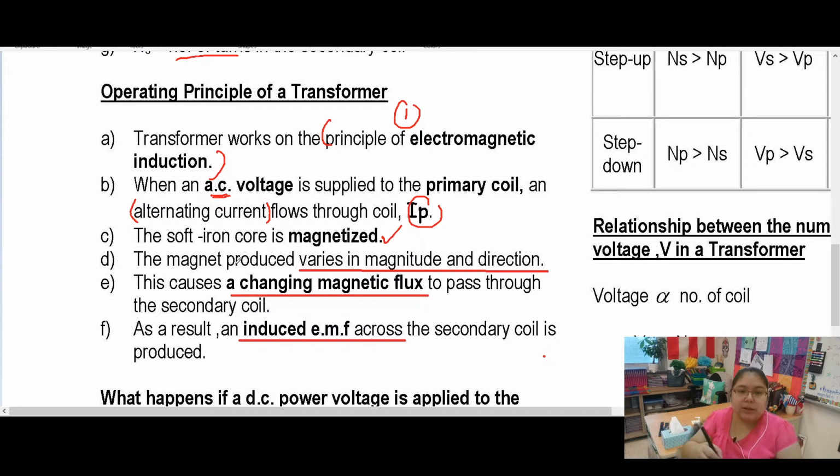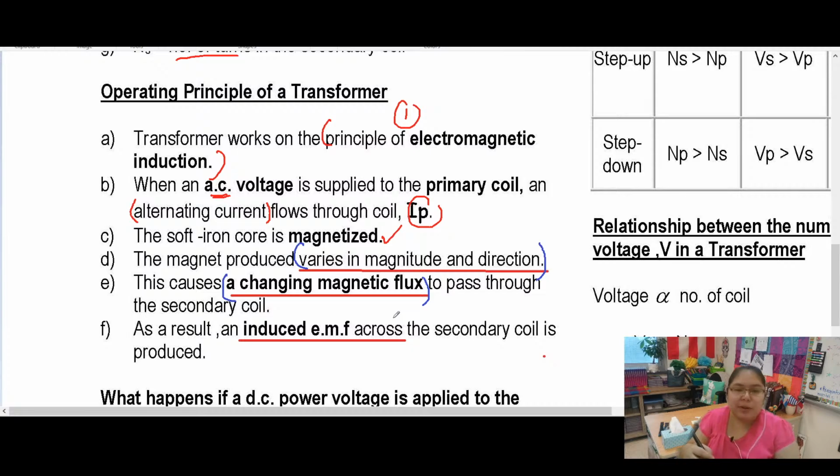The magnet produces various, okay, in magnitude and direction. Various means so many, different. Why is it various? Because you're using alternating current. Alternating current means in, out, that means opposite directions. Because of this in and out, you produce different values of magnitude, and also direction. Because of the different magnitude and direction, that causes changes in magnetic flux.